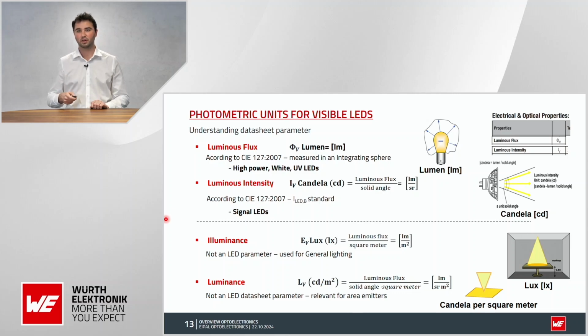Then there are some other properties, the illuminance and the luminance. The illuminance is not an LED parameter. It is just what happens if you put a light source somewhere and you want to know how much light is hitting a surface. So it is the amount of light per surface area. And the luminance is also not an LED datasheet parameter. The luminance is used if you have a whole big surface that is all emitting light, for example for displays. But again, this is not so relevant for LEDs.